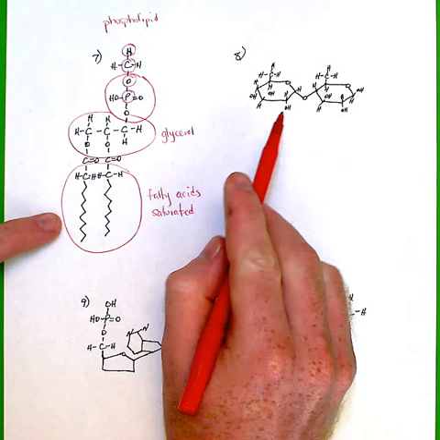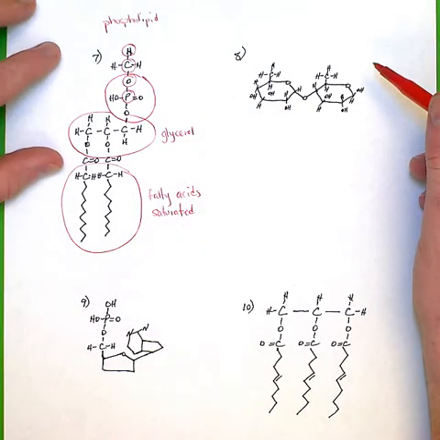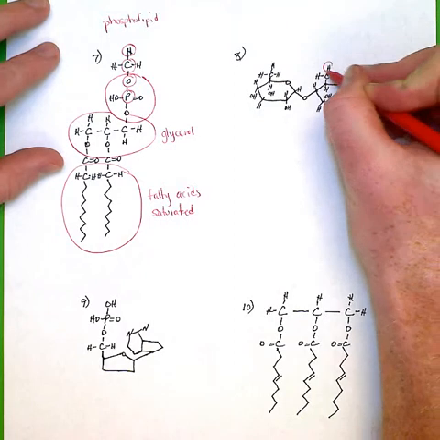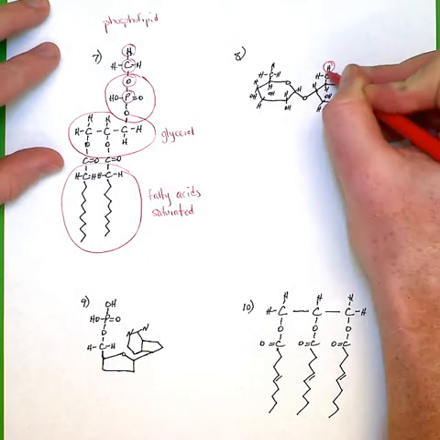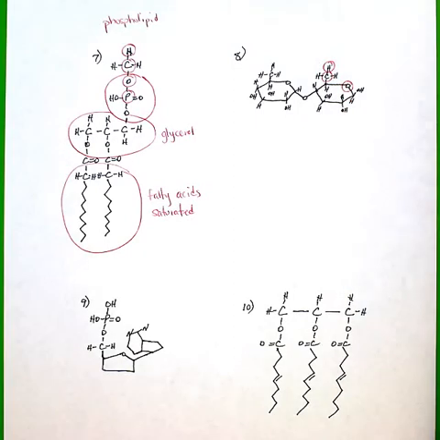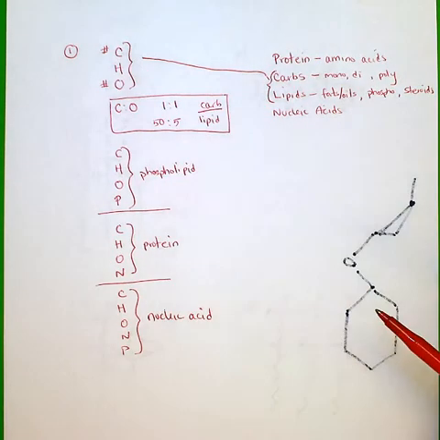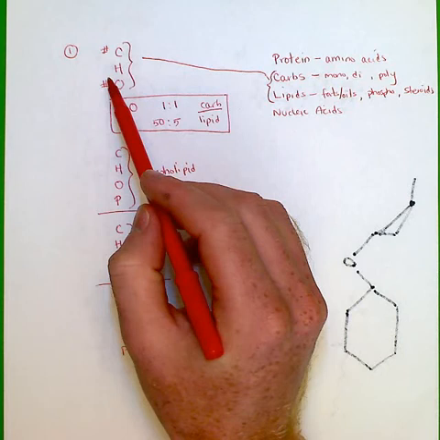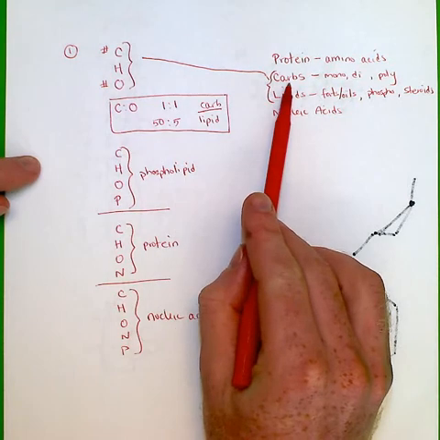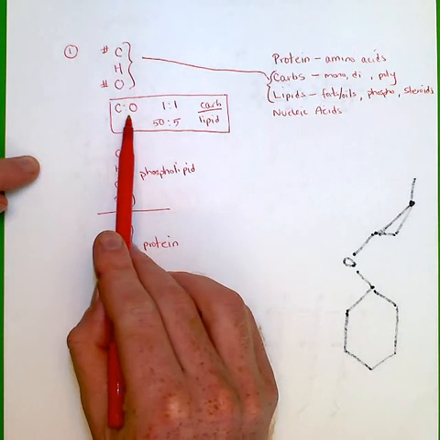Alright, let's look over here. Take a tally of which elements you see. Hydrogen, carbon, oxygen. We look back here, carbon, hydrogen, and oxygen, the only three that we see there, means it has to be either a carb or a lipid. What do we need to do? We need to find the ratio between carbon and oxygen.